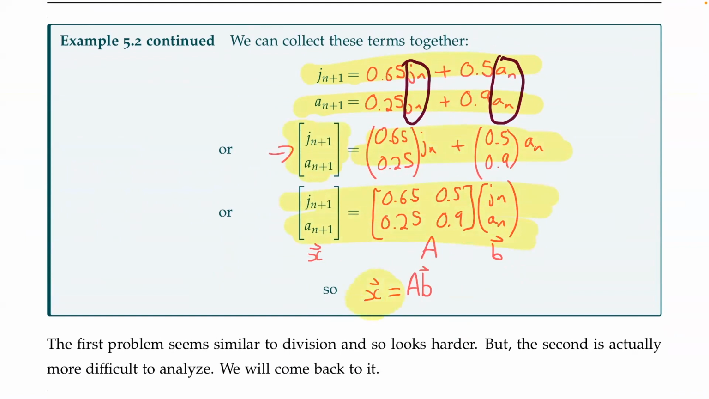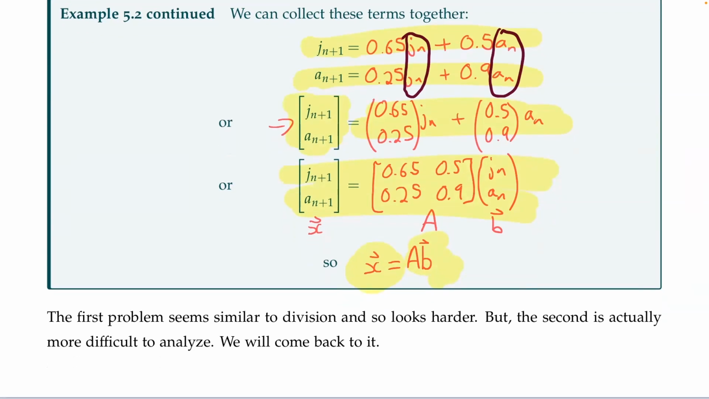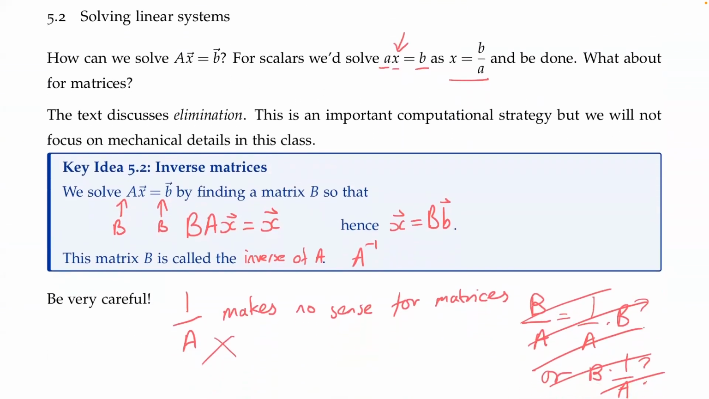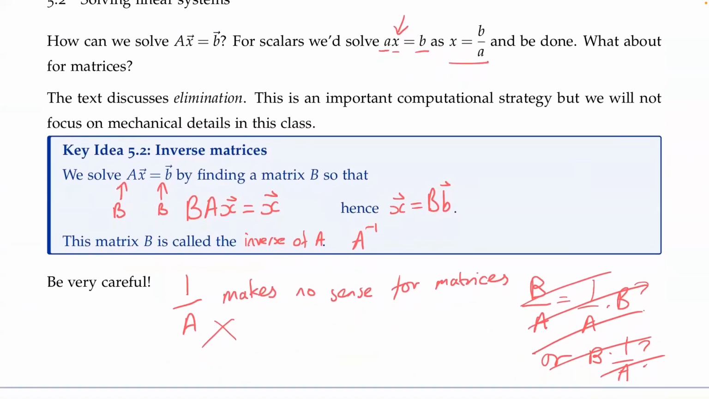Here, our unknowns are on the left-hand side, this x, and then we have our matrix times our vector describing the population at the current time. Okay, so we'll come back to solving that one a little bit later. We're going to focus initially on how we solve an equation of this type.